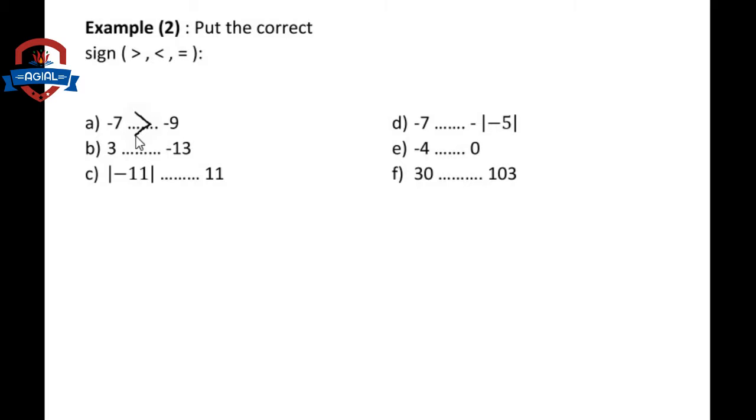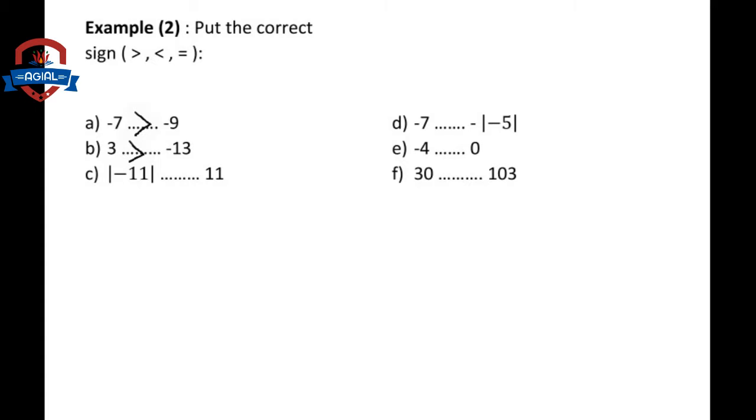3 is more than negative 13 because 3 is a positive number and negative 13 is a negative number. And positive numbers are more than negative numbers. Letter C, the absolute value of negative 11. The absolute value of negative 11 is what?